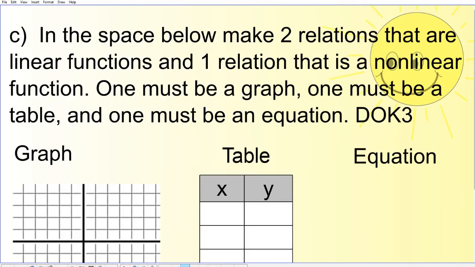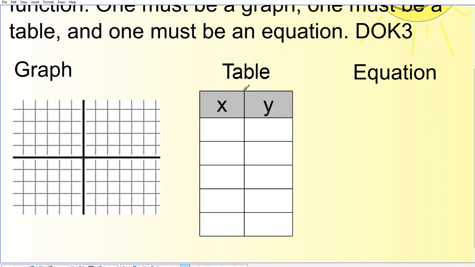Hey, last problem. Letter C. In the space below, make 2 relations that are linear functions and 1 relation that is a non-linear function. One must be a graph, one must be a table, and one must be an equation. So in this here, graph, table, equation. Make one of these non-linear, make the other 2 linear.